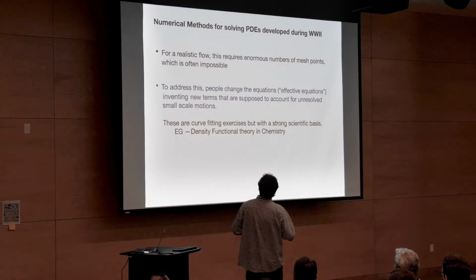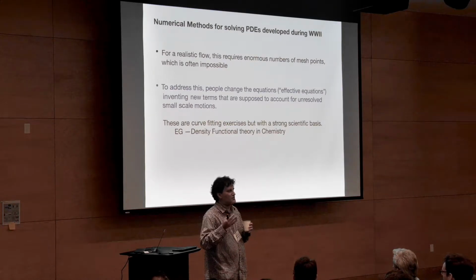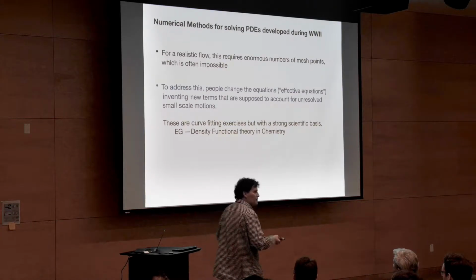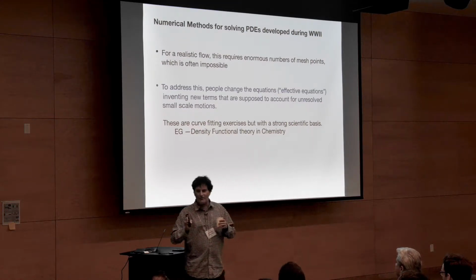Okay, so the way that people generally deal with this, and I'm assuming many of you know more about this than I do, is you say, well, I can't resolve the flow. I can't do a direct numerical simulation. So what I'm going to do instead is invent another equation, which reminds me of the initial equation, except that somehow it incorporates the unresolved degrees of freedom.